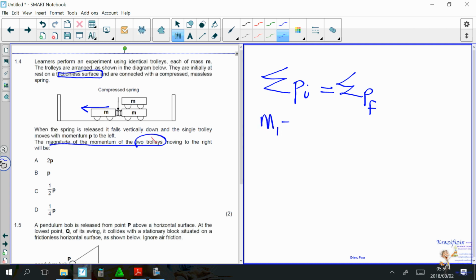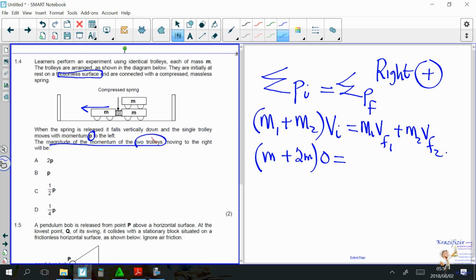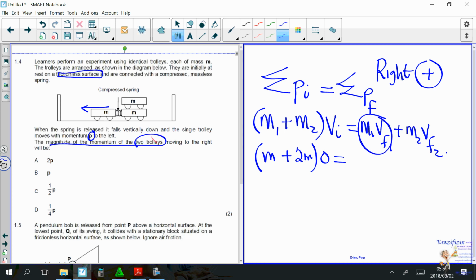Now these objects are together, so I can say m1 plus m2 with the same velocity because it's one object. It's separate here, m1 vf1 plus m2 vf2. Now this is what we know. By the way, let's take right as positive, because it's momentum. So I'm going to have m plus 2m, and that should give me my initial velocity 0 because it's at rest. Now they told us that the small mass moves at p. That means the momentum here is equal to p.